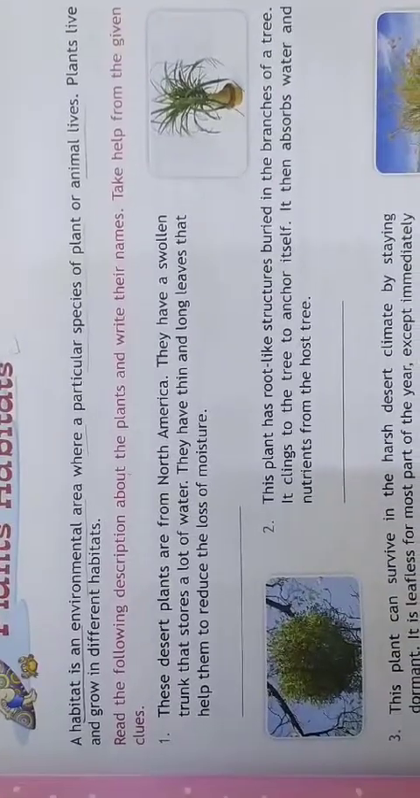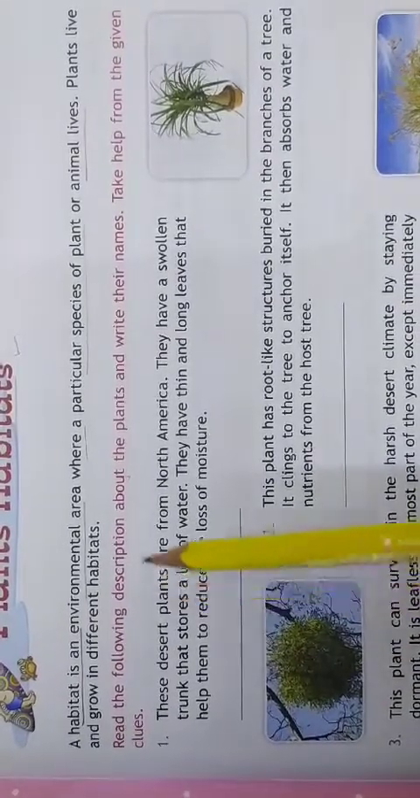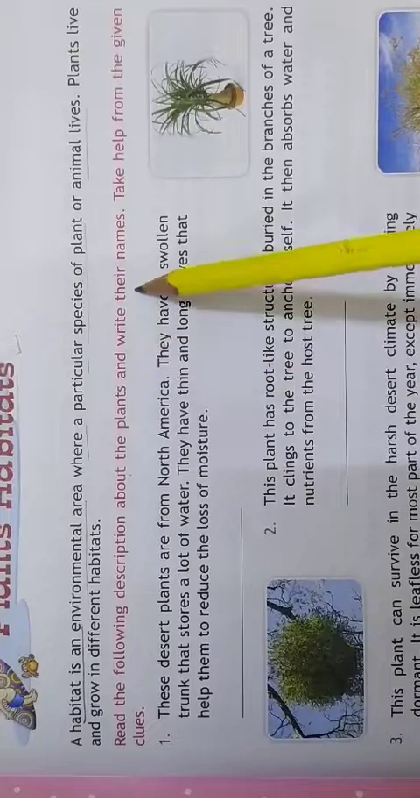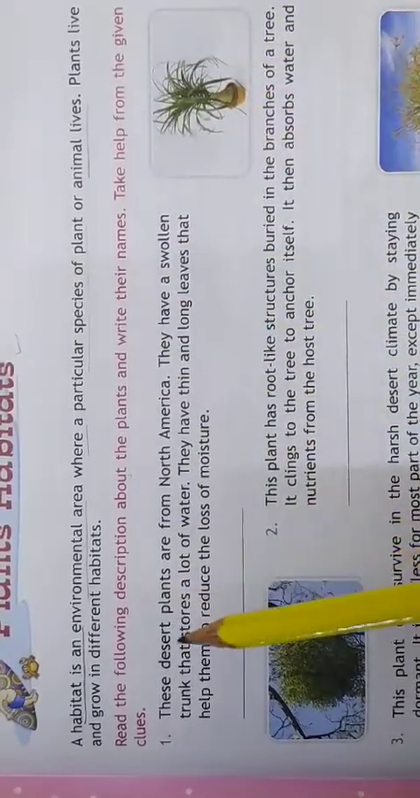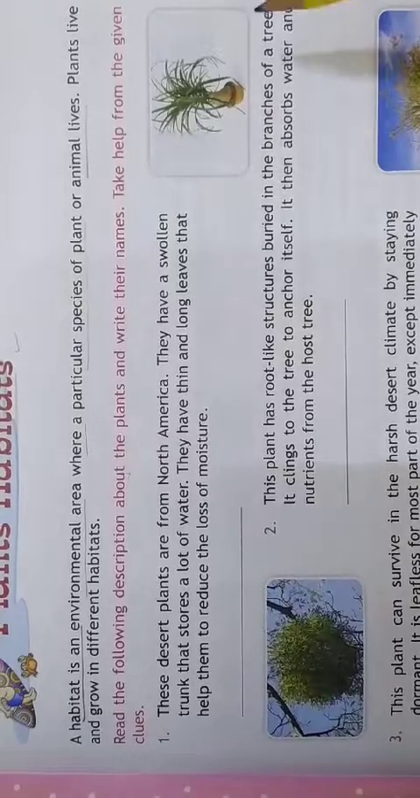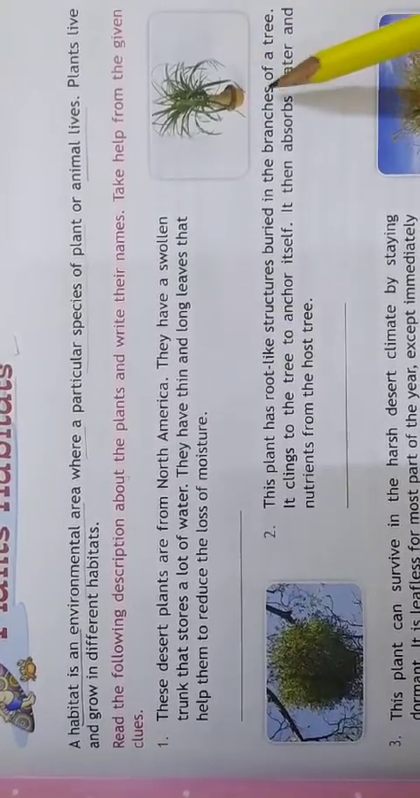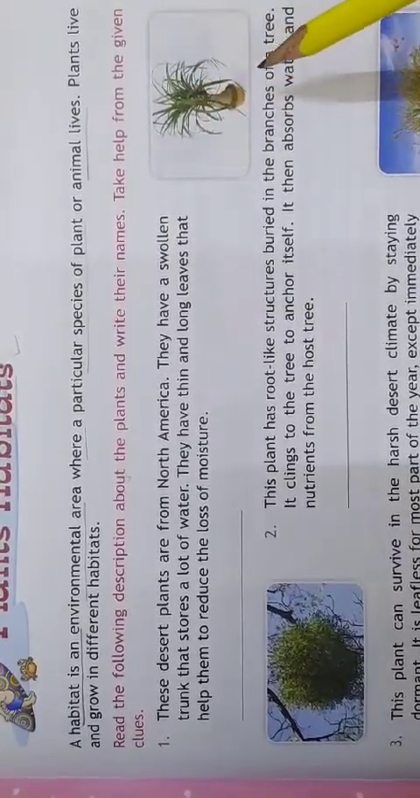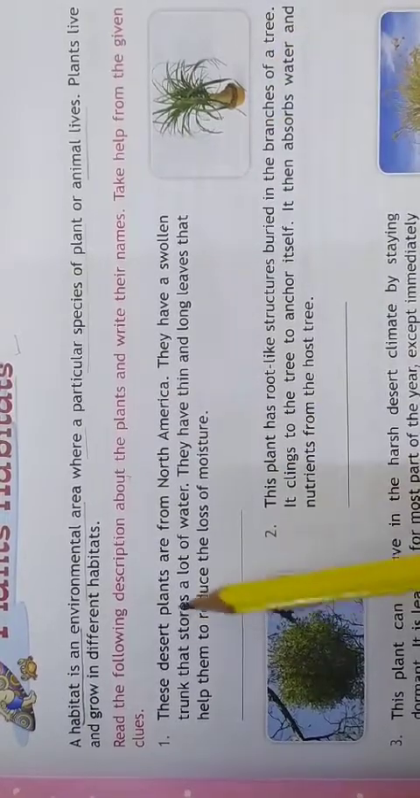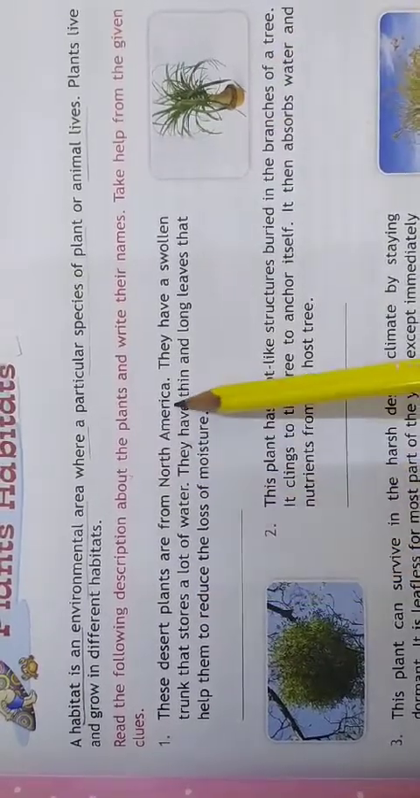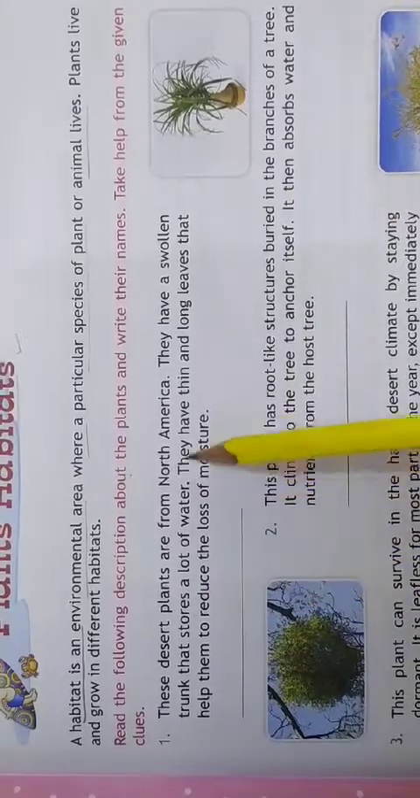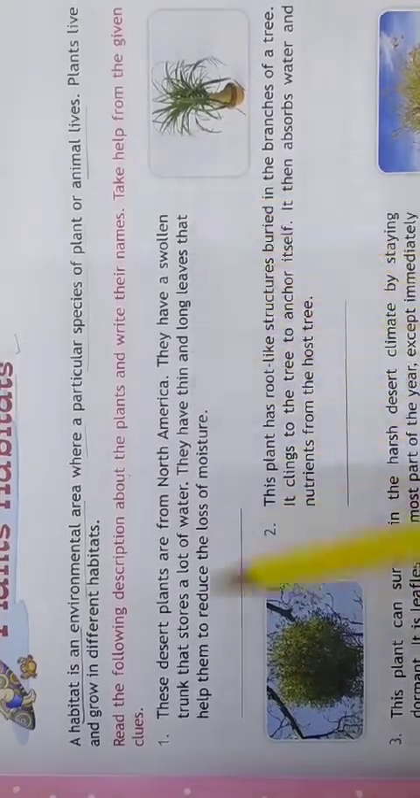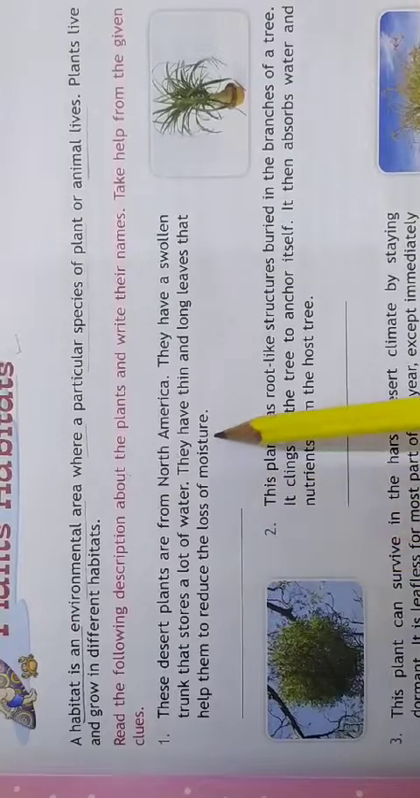The first one is: read the following description about the plants and write their names. Take help from the given clues. The pictures are drawn in front and you have to recognize them by seeing their characteristic features. Like these desert plants are from North America. They have a swollen trunk that stores a lot of water. They have thin and long leaves that help them to reduce the loss of moisture.